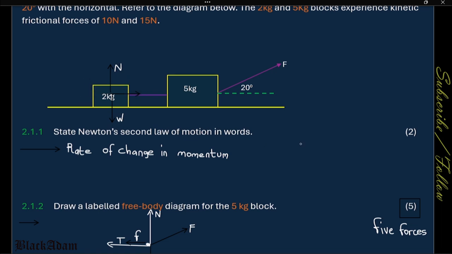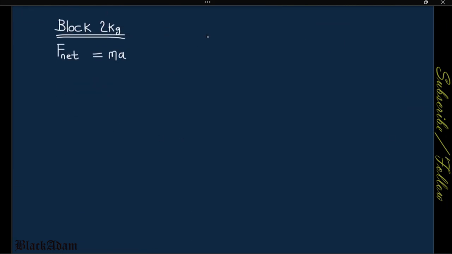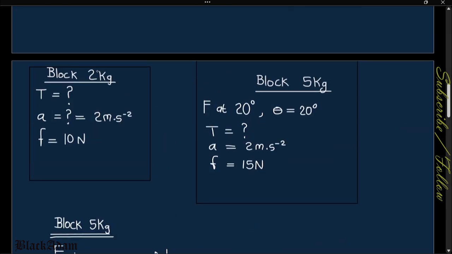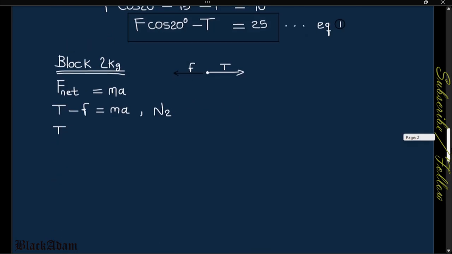That's Newton's second law, and now we apply it. For the horizontal forces, we have tension and friction for block 2, and the tension is the same as for the other block. So T minus friction is equal to MA. Remember, the tension was negative before, but here it is positive. For block 2, the friction is 10, our mass is 2, and our acceleration is 2.